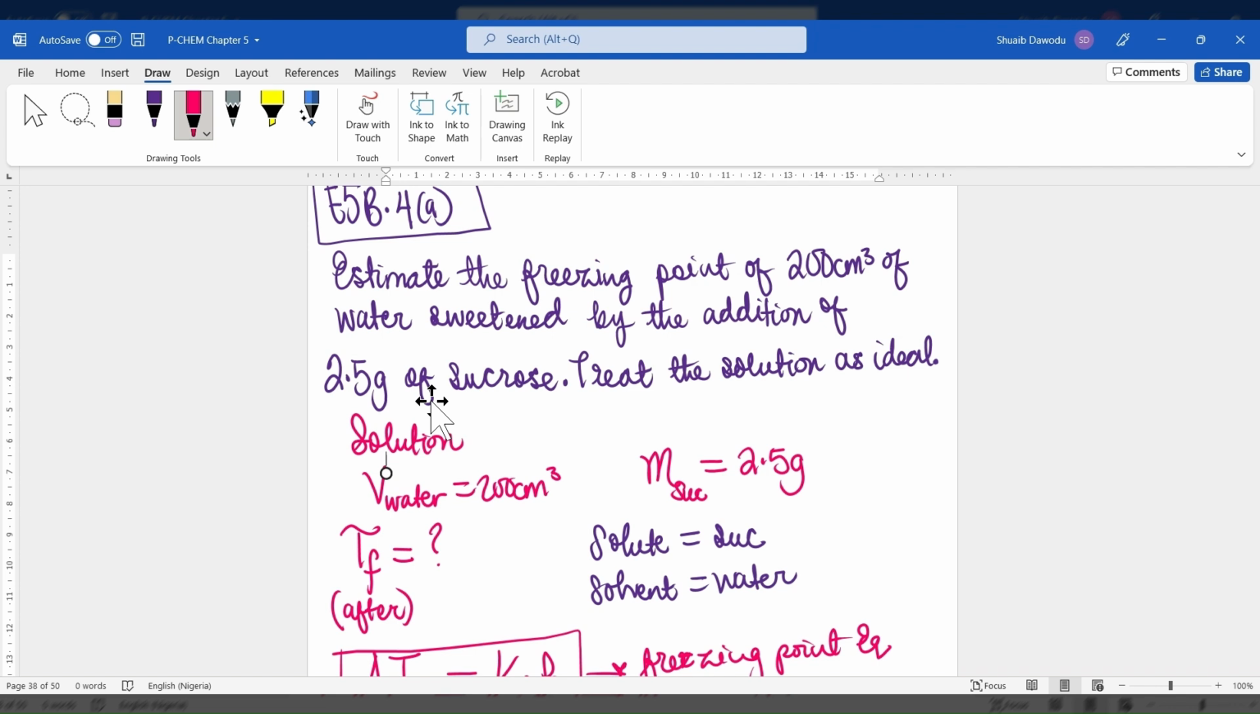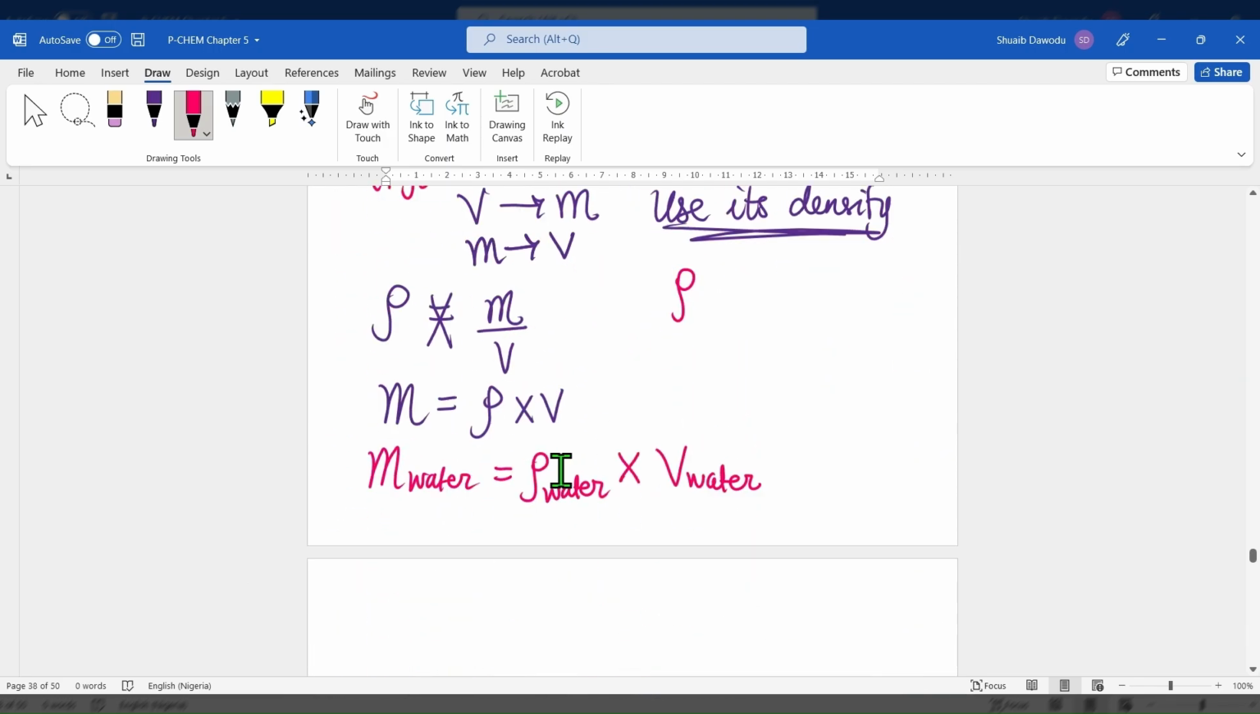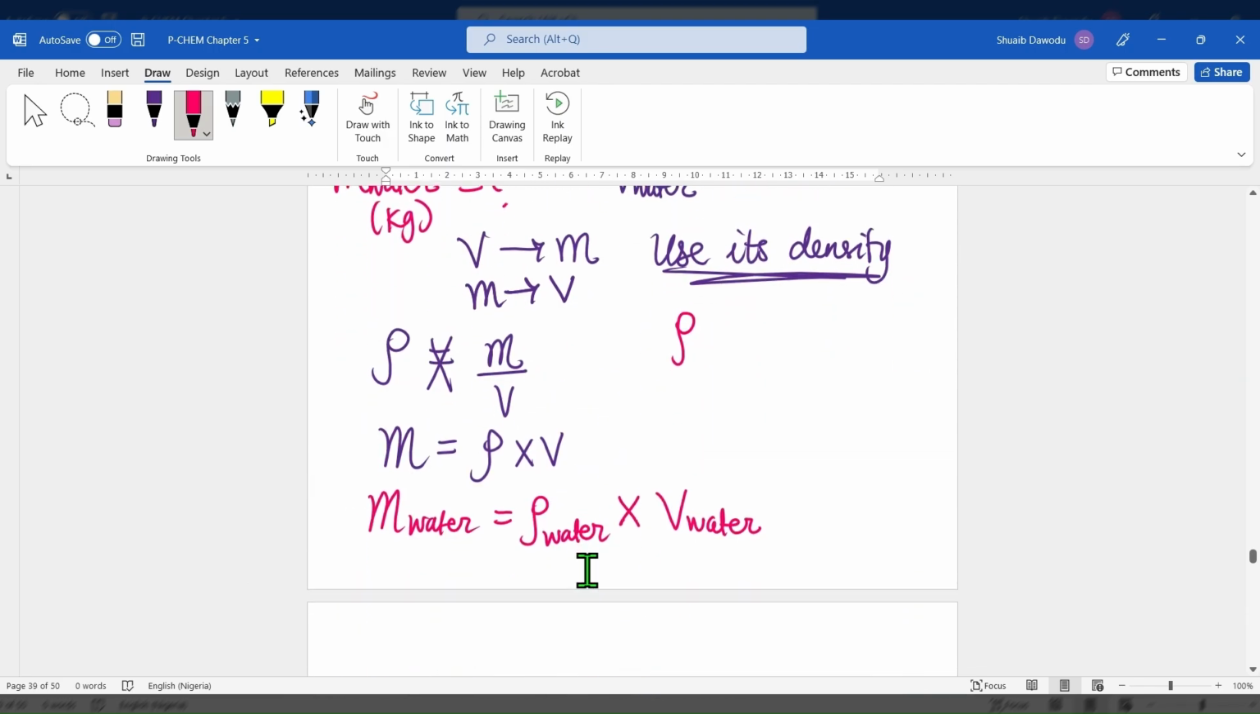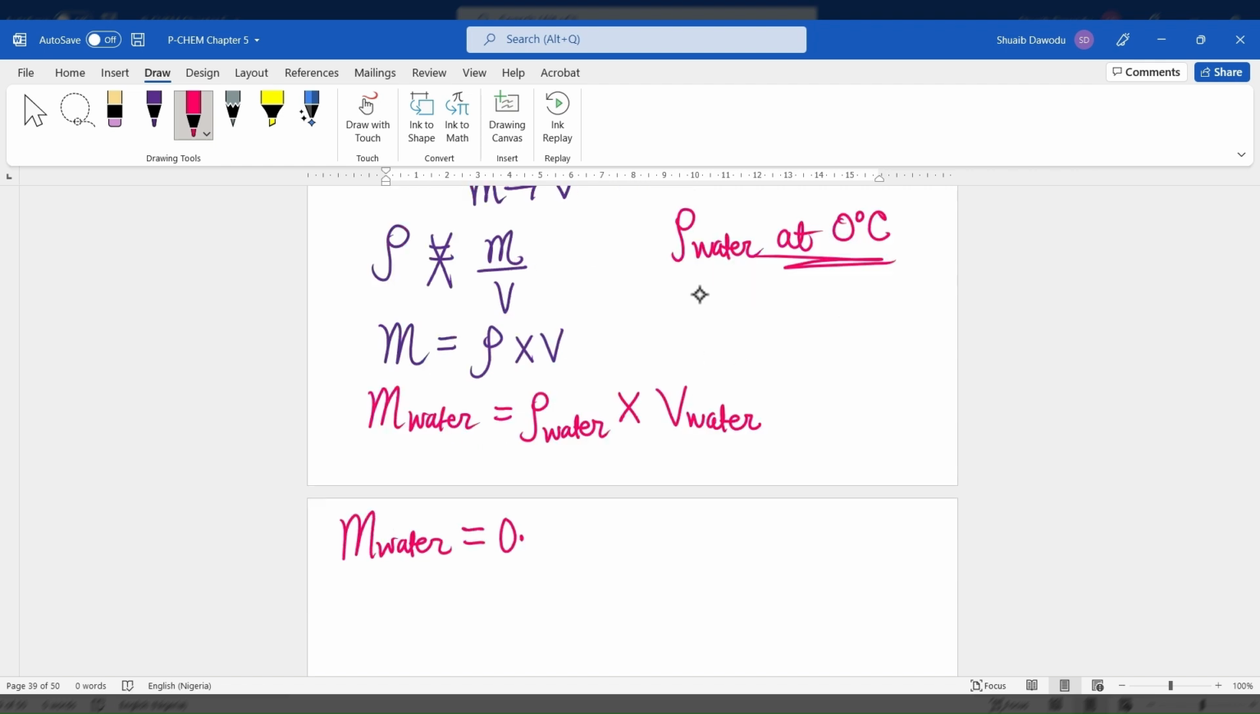So if the temperature is different, the density is going to be different, meaning the density of water at 25 degrees Celsius is different from the density of water at 0 degrees Celsius. In fact, the density of water at 0 degrees Celsius is going to be different from the density of water at 15 degrees Celsius or 10 degrees Celsius. So even though it may not be a big change in the value, it's very important to know that in this case, we're going to be dealing with the density of water at 0 degrees Celsius because we're dealing with freezing point. So therefore, the density of water at 0 degrees Celsius is 0.99984 gram per cm cube.